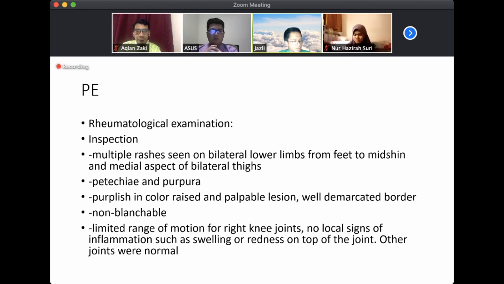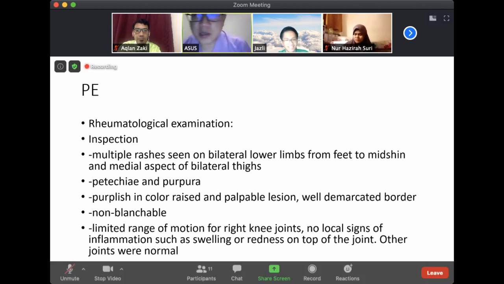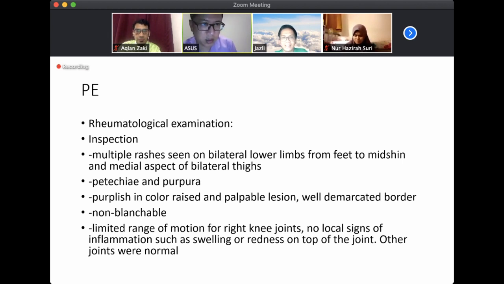Other joints were normal. Okay, based on this history and your findings at this point of time, what would be the differential diagnosis? At this moment, my provisional would be HSP because the patient has 2 out of 4 criteria, whereby the patient is less than 20 years of age, and she has purpura which is non-blanchable. But I have to see the investigations whether it is thrombocytopenic or not. Apart from that, my other differential will be SLE.